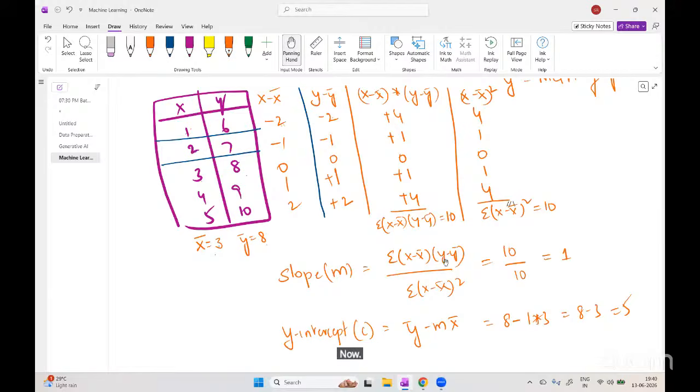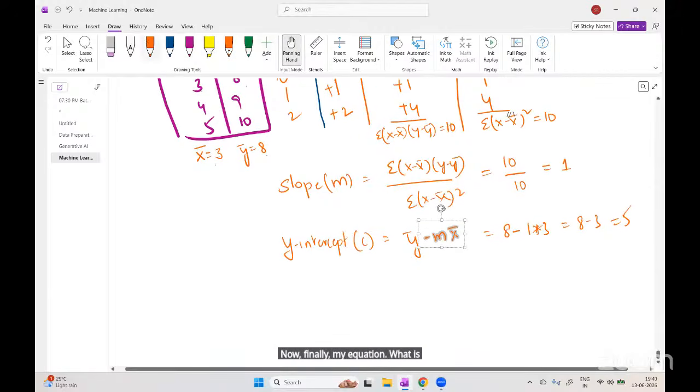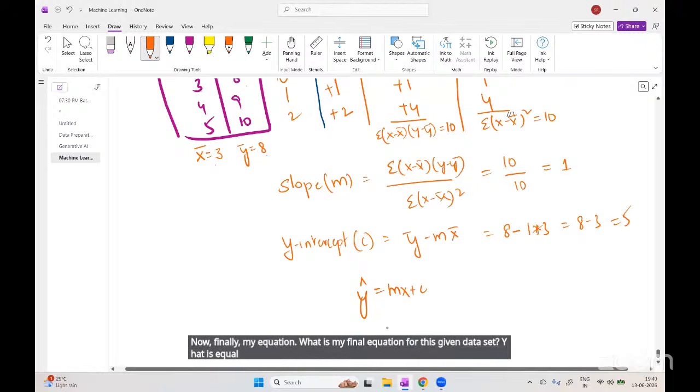Now, finally, my equation. What is my final equation for this given data set? Y hat is equal to mx plus c, which is 1x plus 5 is the best equation for my data.